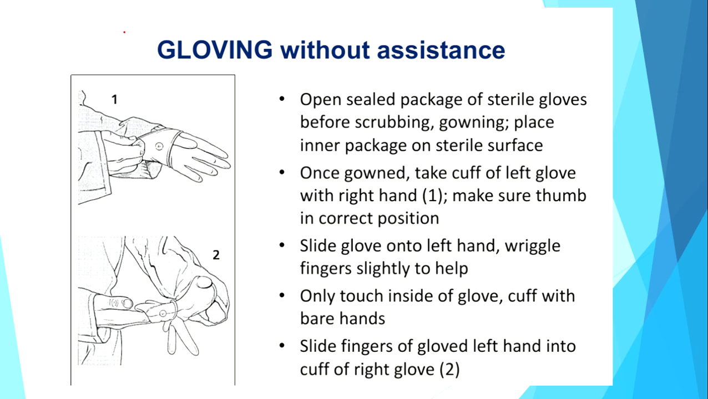Gloving without assistance is a very important moment too, because not all the time we have an assistant, not all the time we have nurses around us, but we need to wear gloves. Open sealed package of sterile gloves before scrubbing and gowning, place in package or on sterile surface. Once gowned, take cuff of the left glove with right hand. Make sure thumb in correct position. Slide glove onto left hand. Wriggle fingers slightly to help. Only touch inside of glove.